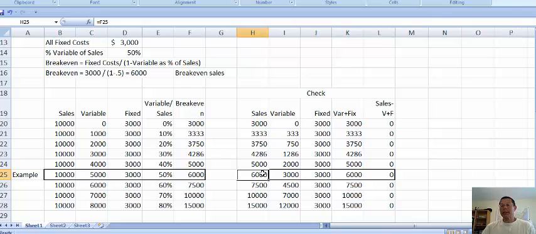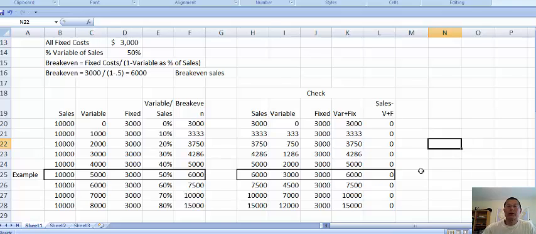So my sales was $6,000. The fixed is always fixed, so it's 3,000. My variable is 50% of sales, so it's 3,000 as well. And so when I look at adding both variable and fixed, I get 6,000. And when I deduct that from sales, I get 0, which is by definition break even.